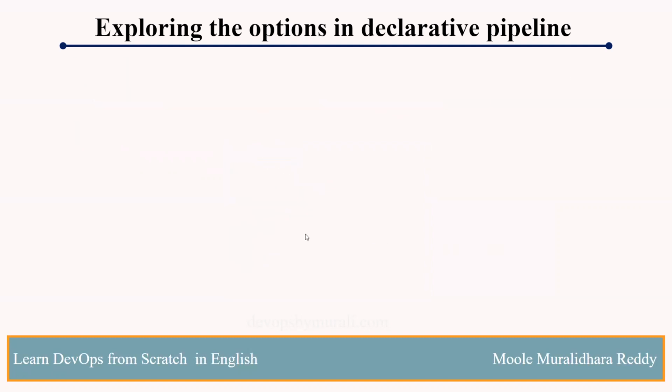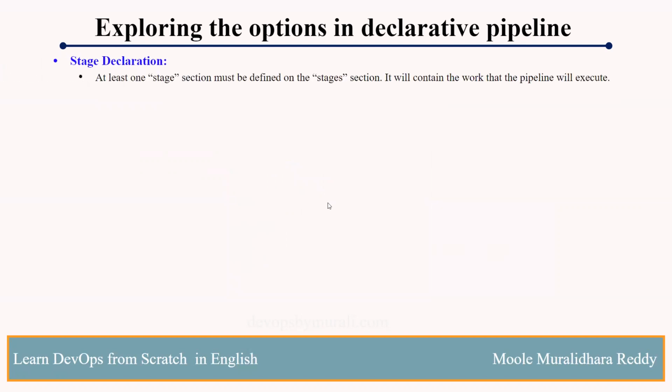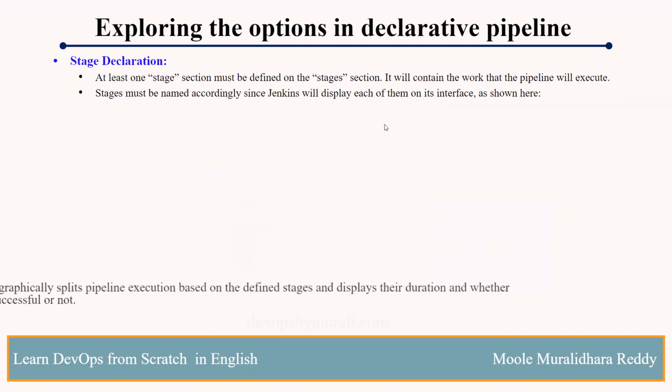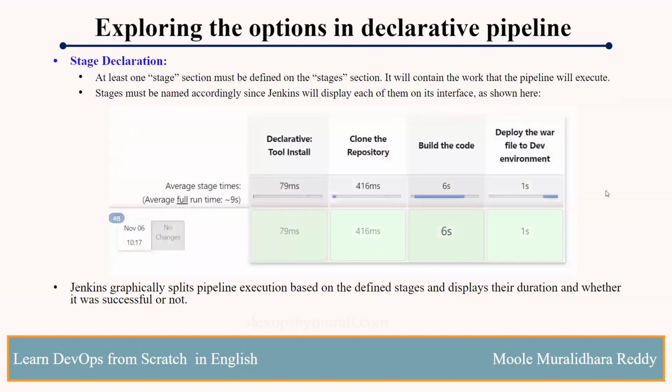Next one, coming to the stage declaration. Inside the stages, we can declare multiple stage. As I said, a stage is nothing but, for example, cloning the repository is one stage, building the code is one stage. This stage should be inside the stages only. Example, if you see the diagram here, cloning the repository is one stage, building the code is one stage, and deploying in Tomcat is one stage. We can define multiple stages inside the pipeline tag, inside the stages option.